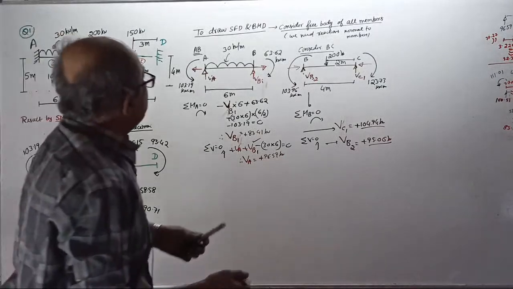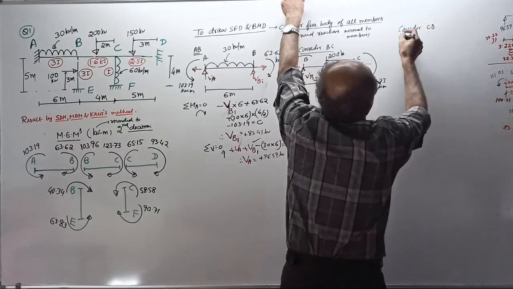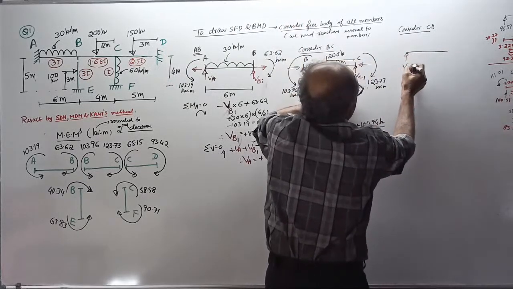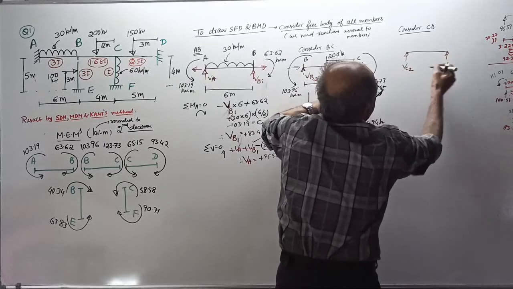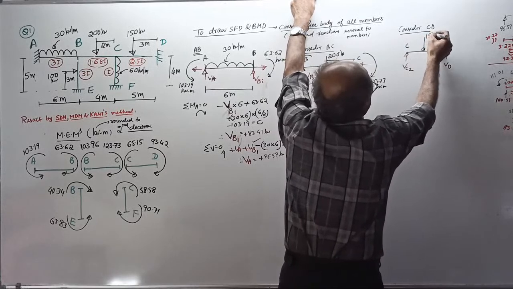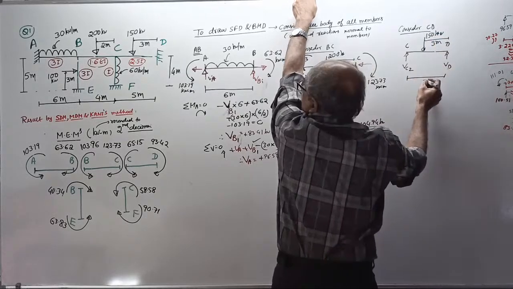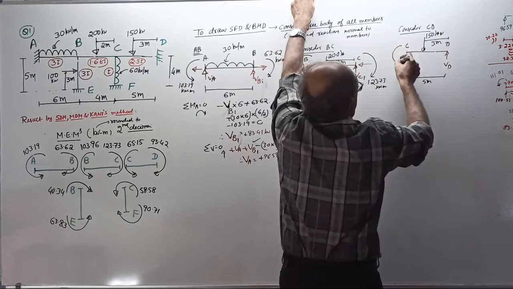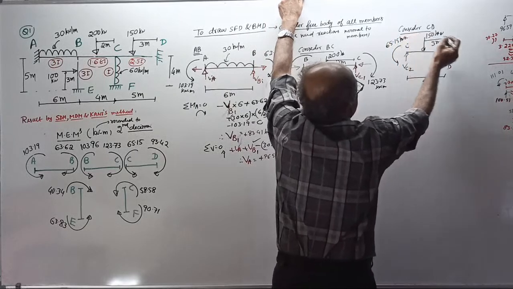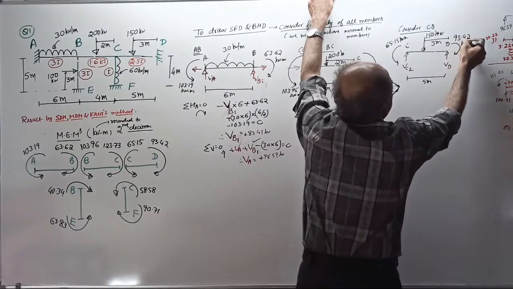Okay. Now, next member. Consider CD. When you consider the CD member, see here. This is the CD member. There is a vertical reaction VC here, second time, and vertical reaction VD. This is C, this is D. There is a point load of 150 kilonewton at 3 meter from there. Total span is 5 meter. There is an anti-clockwise moment of 65.15 kilonewton meter and a clockwise moment of 93.42 kilonewton meter.